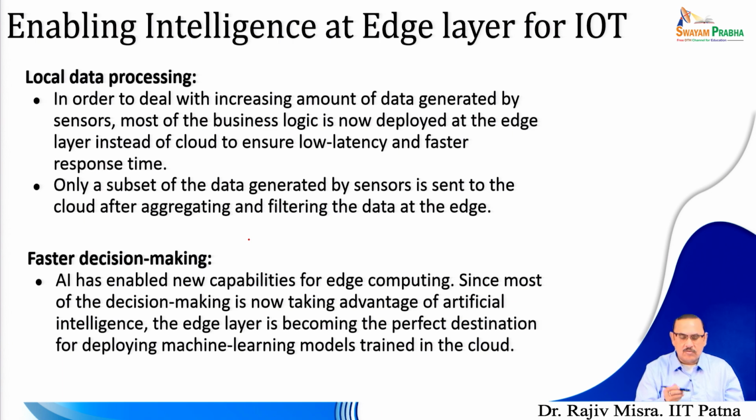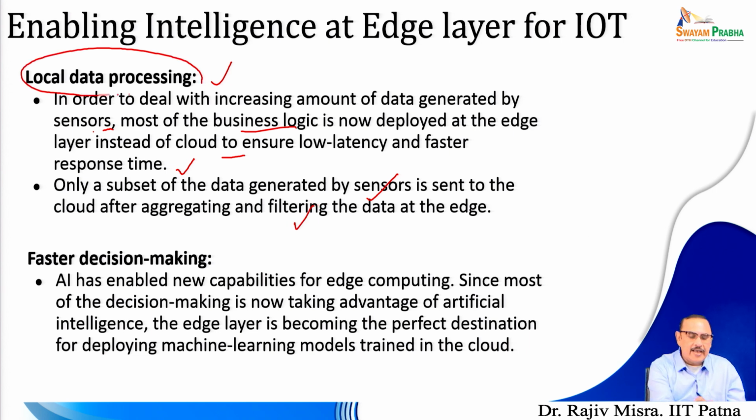So, let us see about the local data processing. In order to deal with the increasing amount of data generated by the sensors, most of the business logic is now deployed at the edge layer instead of the cloud, to ensure low latency and faster response time. Now, only a subset of the data generated by the sensor is sent to the cloud after aggregating and filtering the data at the edge. So, performing the intelligence computation at the edge will enable local data processing, that is, at the edge.